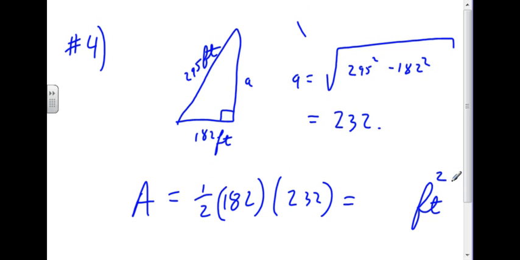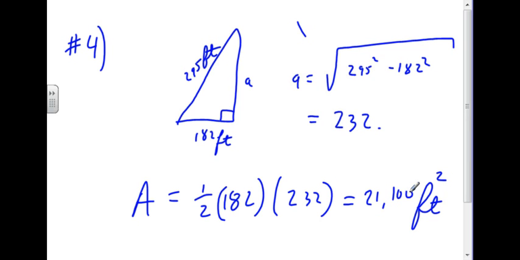All right. Times 182 divided by 2 equals, 3 significant digits. Okay, 21100 feet squared. Okay, now we move on.